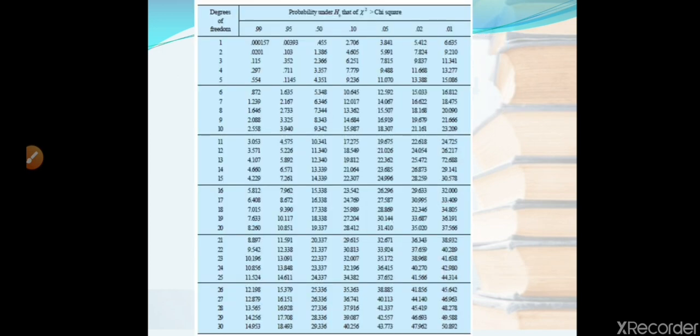Here is a table from which we can read the chi-square values for different levels of significance. For a particular level of significance and degrees of freedom, we can read the value of chi-square from this table.